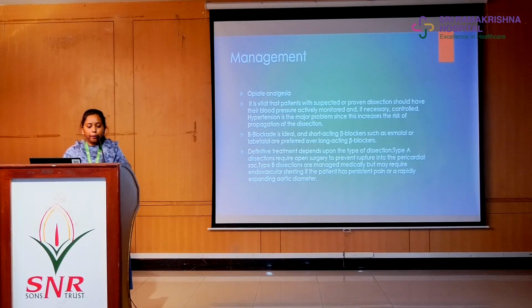The definitive treatment depends upon the type of dissection. Type A dissection requires open surgery to prevent rupture into the pericardial sac. Type B dissection is managed medically, but may require endovascular stenting if the patient has persistent pain or a rapidly expanding aortic diameter.